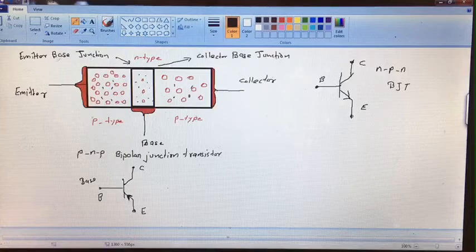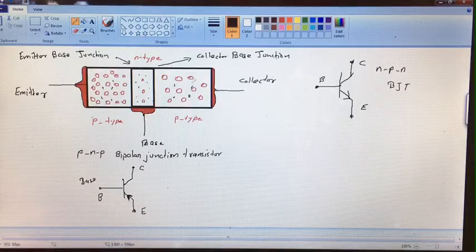Sometimes it is also known as emitter junction, and this one is known as collector junction. Now, what is the specialty of emitter? The emitter consists of a highly doped region, which emits the charge carriers towards the collector. That's why it is known as emitter, but its area is moderate.